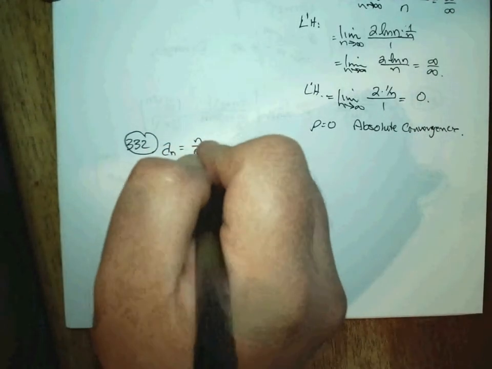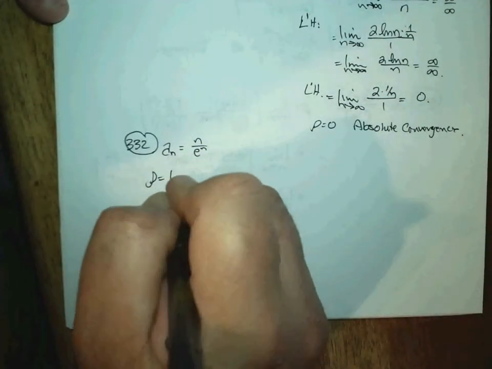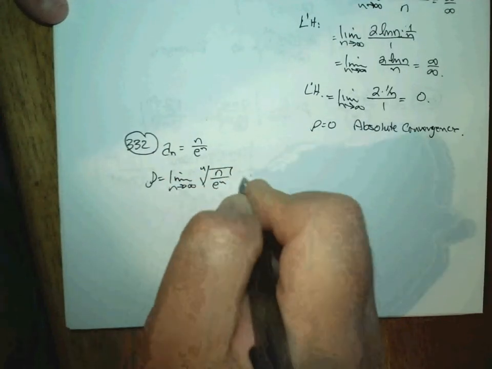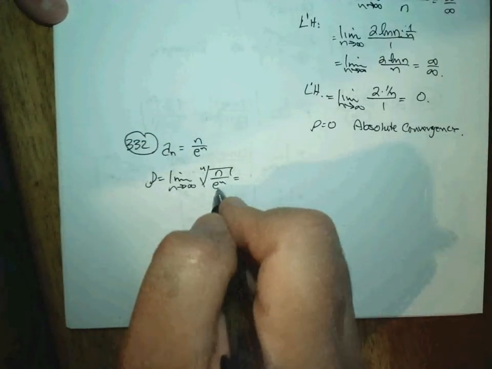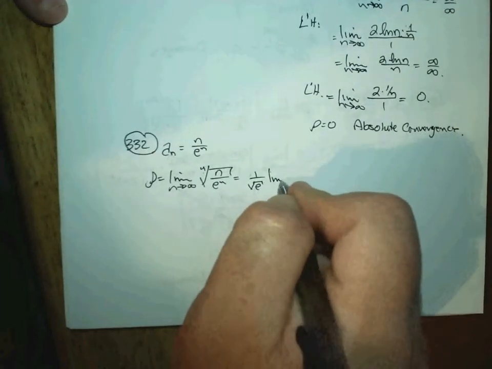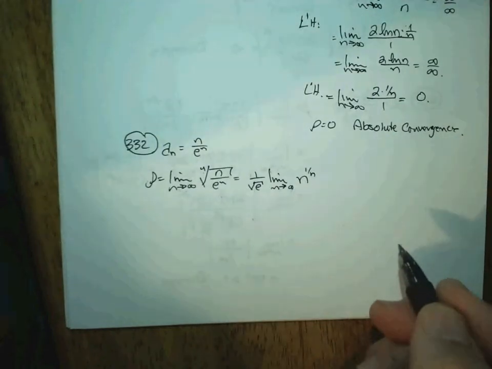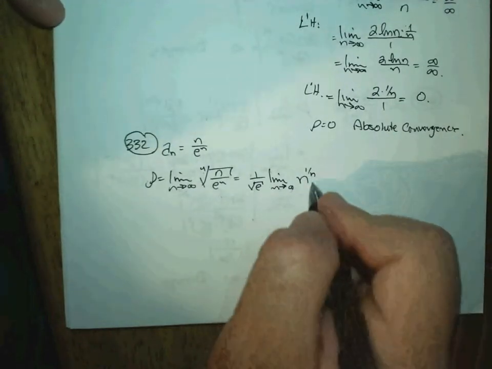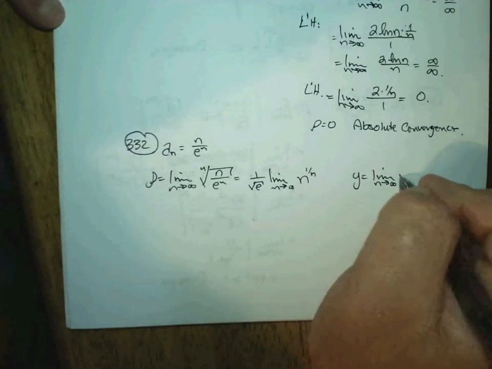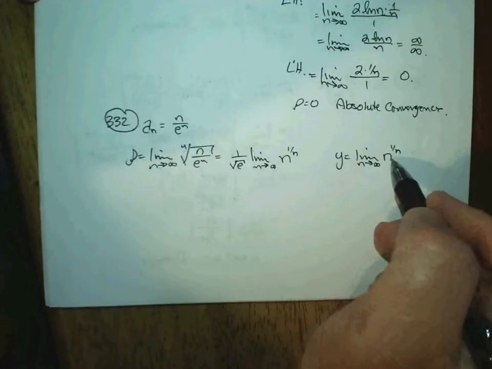In 332, a sub n is n divided by e to the n. So the rho is the limit as n goes to infinity of the nth root of that. The nth root of e to the n is just e. So that's the e that I'm going to pull outside. And so it's the nth root of n that I have to figure out the limit of, right? Well, take that off to the side. Think about how you would do that.